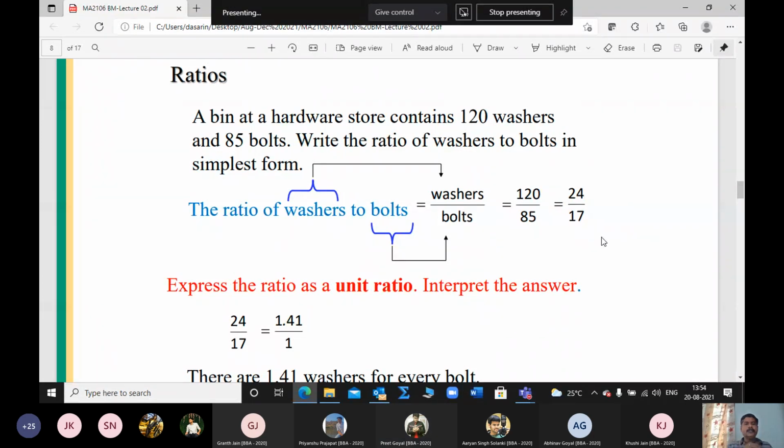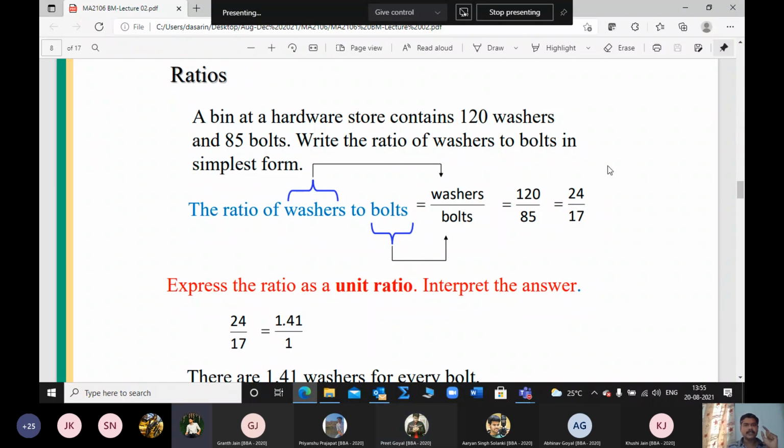Then let me slightly change this question. I am changing the second sentence: write the ratio of bolts to the washers. If that is the question, what would be the answer? 85 upon 120. I think you understood that.